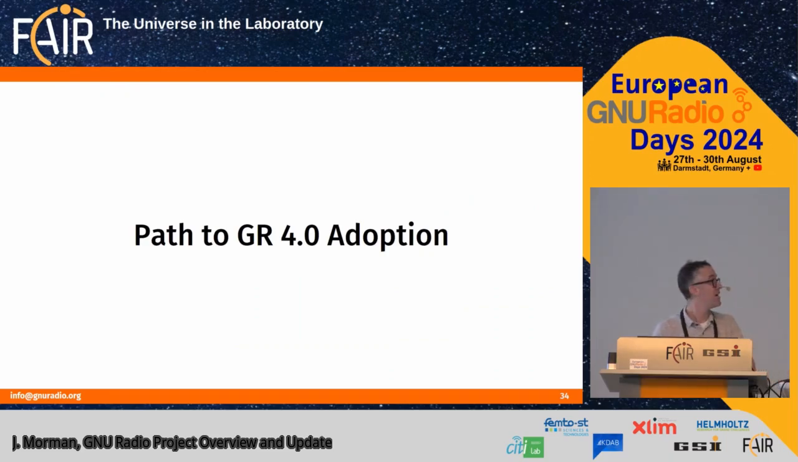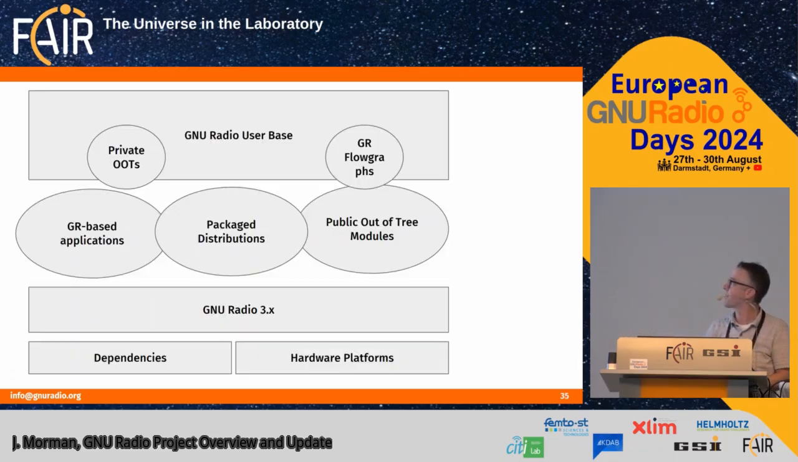So now, I think the broader question is, how do we get to 4.0 adoption? The 4.0 code base can sit there, it can be used by FAIR, but how do we get this used more broadly by the community? And not just used, we want this to be a community-maintained project like GNU Radio is currently. We want that eventually to become GNU Radio. What is GNU Radio 4? Eventually, when you say GNU Radio, that's GNU Radio.